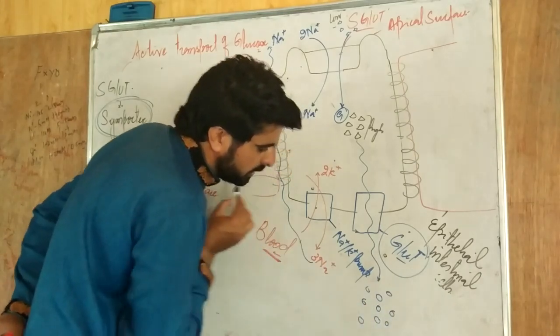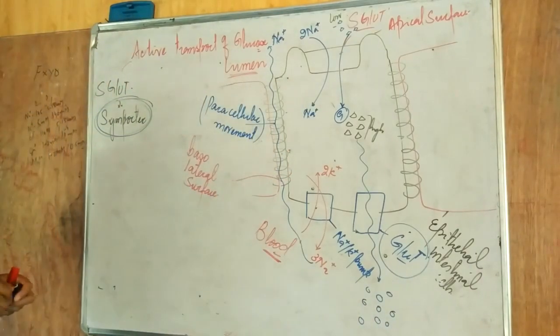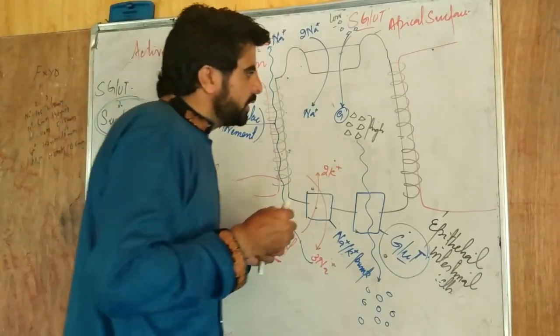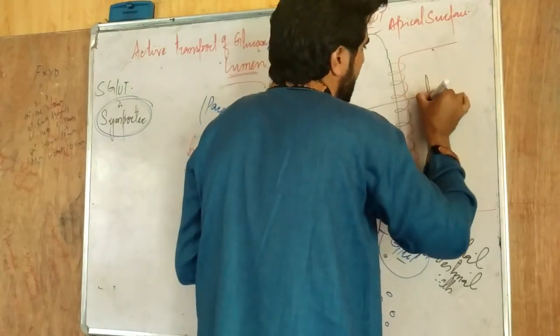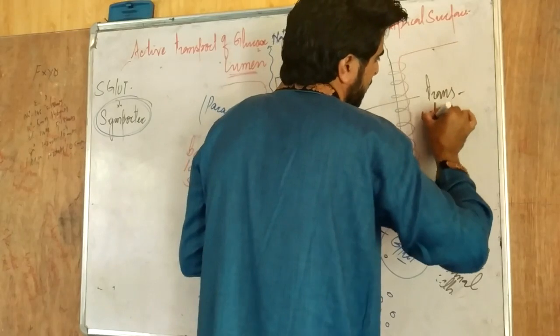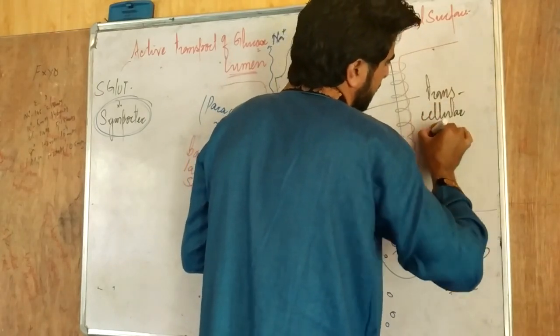You have to keep in mind, this is a very important thing, so I will recapitulate one more time. It is very important to understand. Here the glucose is showing this type of movement, the transcellular movement, because it moves through the cell. It's a transcellular movement.